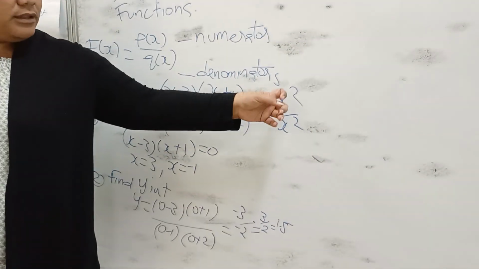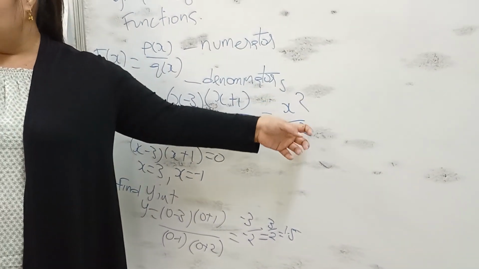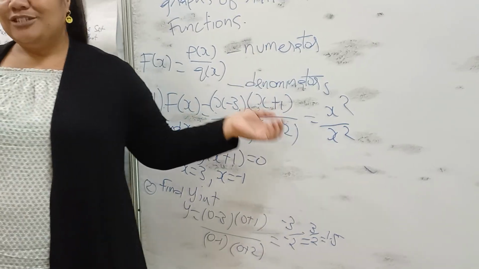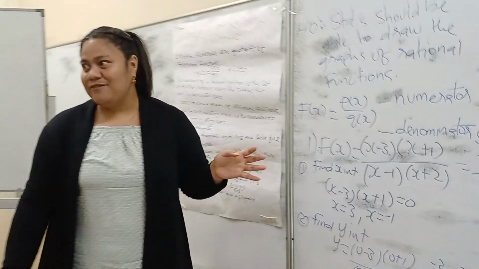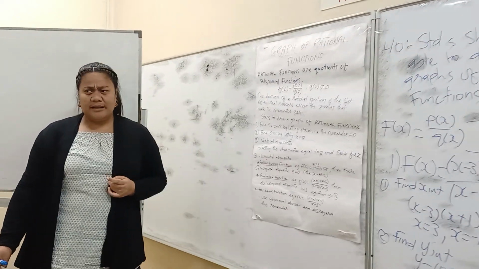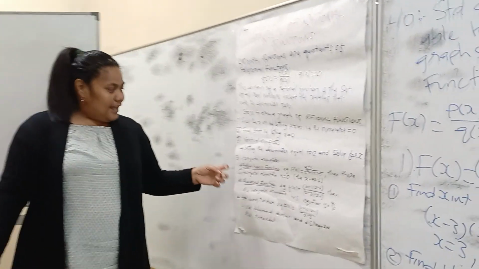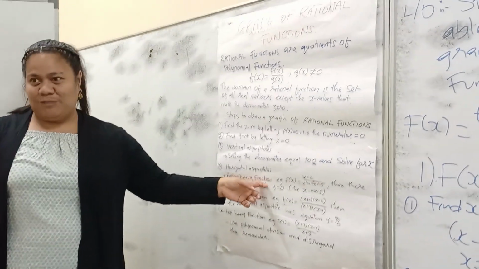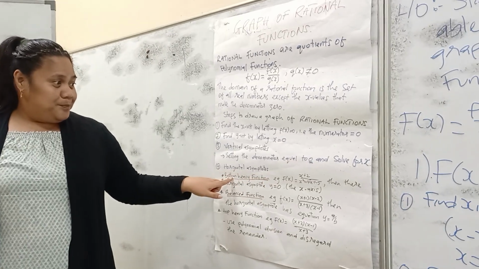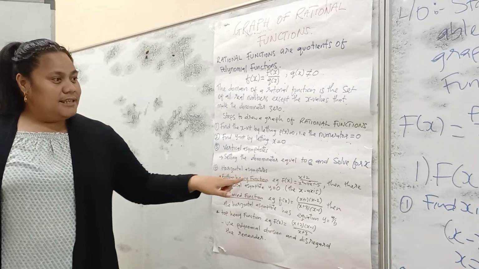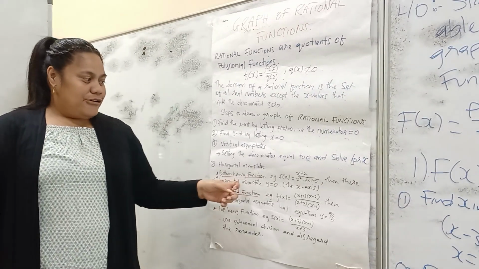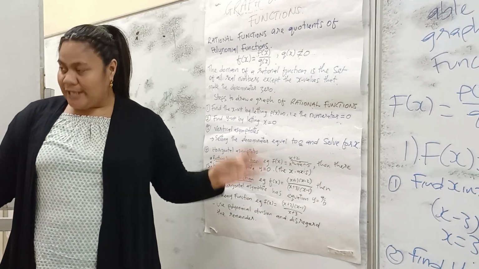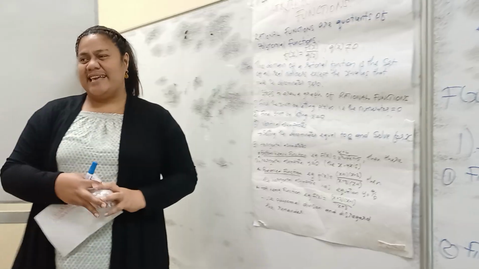No. X squared and x squared, power 2, this one is same, okay? So this one is not an example of a bottom heavy function. Is that clear? And the second, so we cannot use this one. If the numerator is less than the denominator, then your horizontal asymptote is y equals 0. That means the x-axis. Okay?